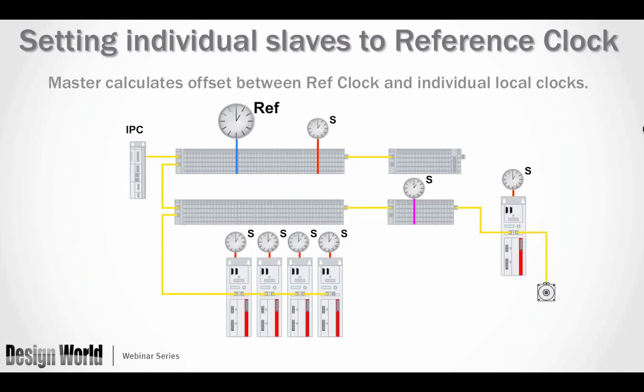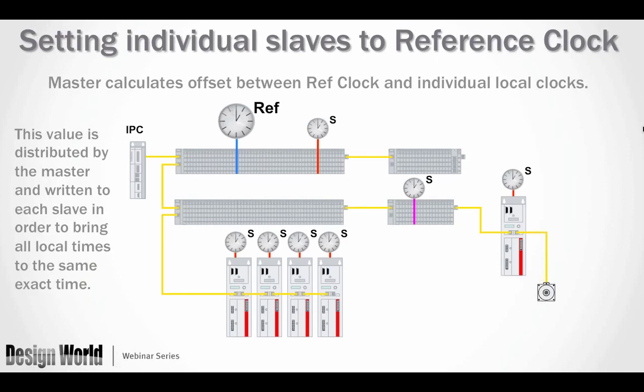So the master calculates the offset between the reference clock and each of the individual local clocks by reading the local clock value of each slave device. And then with respect to propagation delay, distributes this time in order to get all of the local times to the exact same time, which matches the reference clock. So to each one of those devices, it writes a different value, which now brings all of our slave clocks to the exact same time.